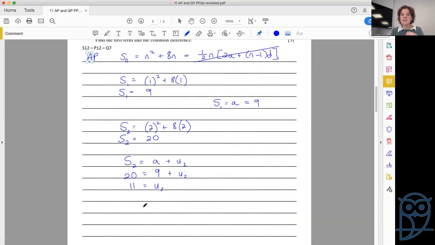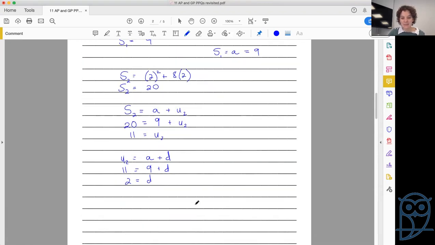This helps us because we know what U2 is, because we've done so many of these summaries. It's like second nature now. We know that U2 equals A plus D. So 11 equals 9 plus D, and D equals 2. And they've asked us for the first term and the common difference. First term equals 9. Common difference equals 2.